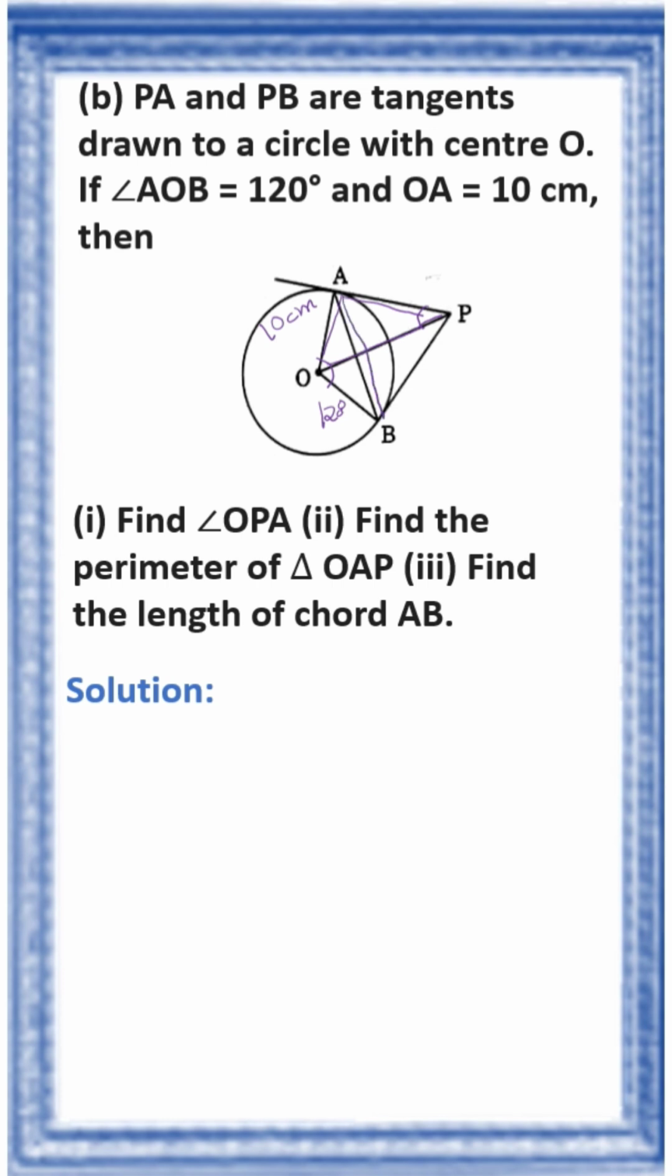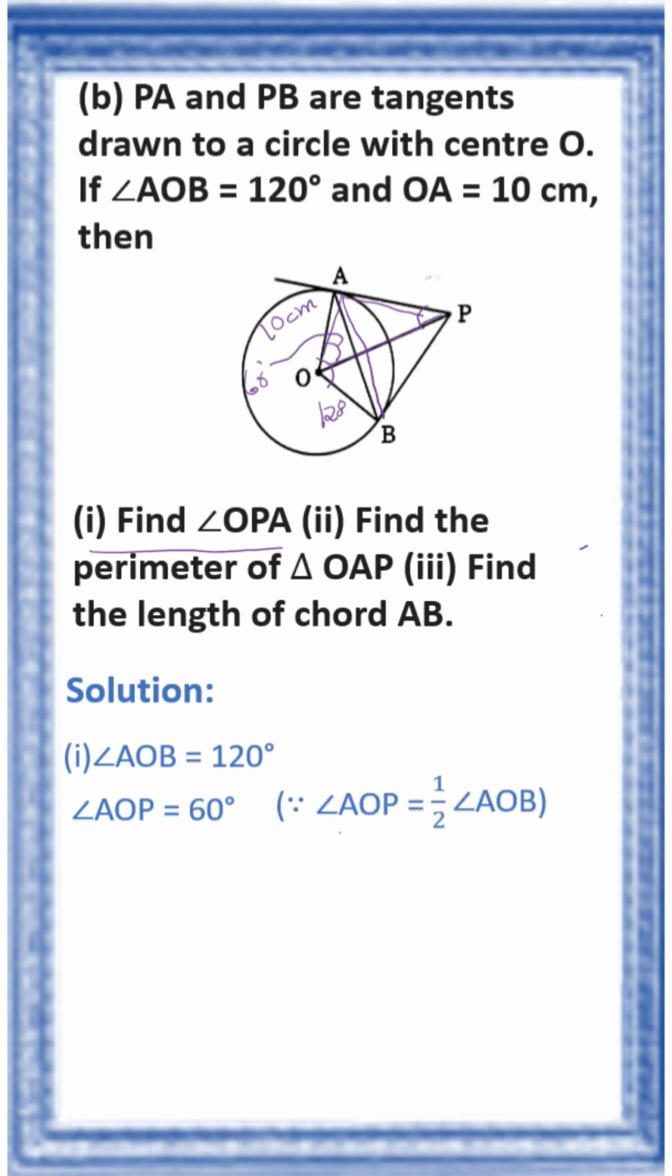Now let us solve this one. Let us find the angle OPA. Angle AOB is 120, it is given. So angle AOP is 60 degree. This one is 60 degree, half the angle of AOB. Because angle AOP is equal to half the angle AOB.